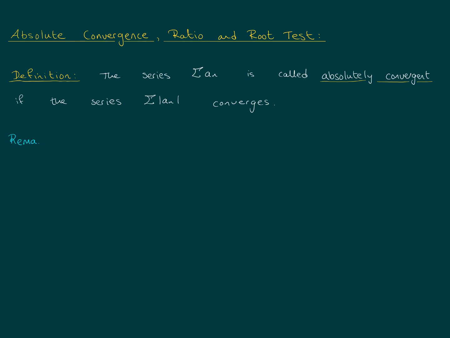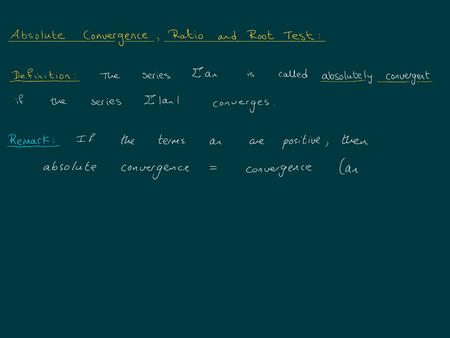So, remark, if the terms a_n are positive, then absolute convergence is the same thing as convergence. And that's because a_n, if they're positive, they're equal to their own absolute value. Okay, we'll have a look at some examples.